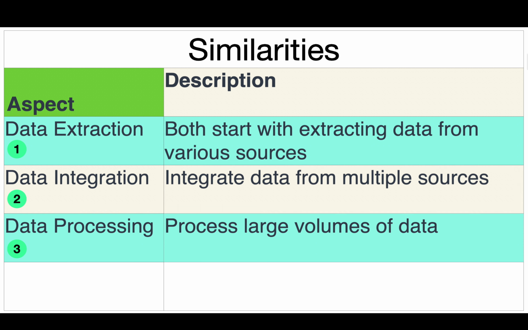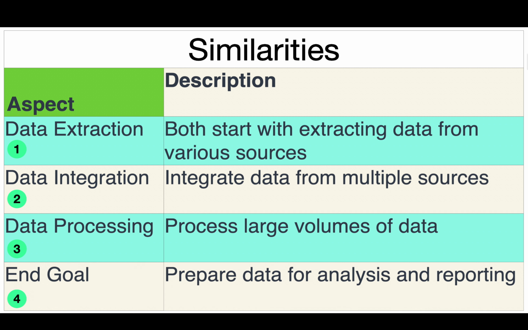3. Data processing. Both ETL and ELT processes involve handling large volumes of data. This stage includes sorting, aggregating, and transforming data into a format suitable for analysis or reporting. 4. End goal. The final goal of both ETL and ELT is to prepare data for analysis and reporting. This preparation enables businesses to perform analytics, generate insights, and make data-driven decisions.